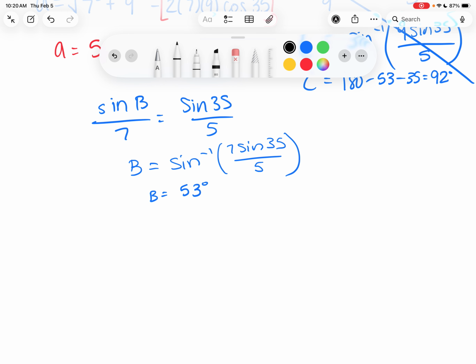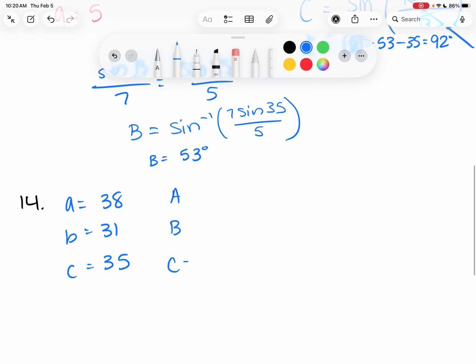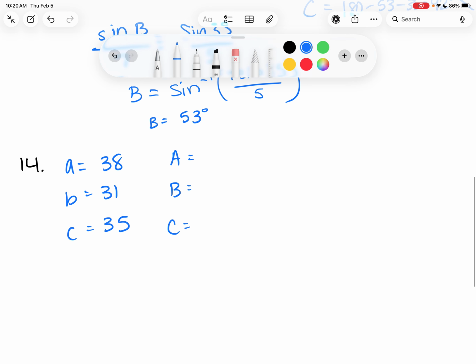All right, 14. This one, they don't draw the triangle for you, but they tell us all the values. So we have side A is 38, side B is 31, and side C is 35. So I'm just going to set up over here for my angles. All right, I need to do the largest side first. So that means I need to start with this one, okay? So that means I need to find angle A, right? That's what I have to be able to find.